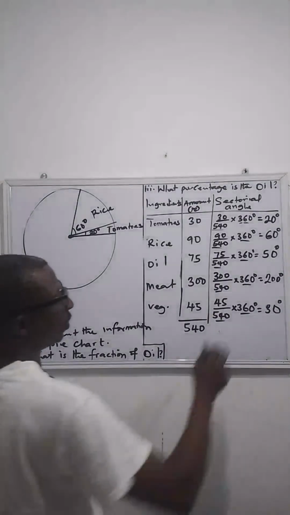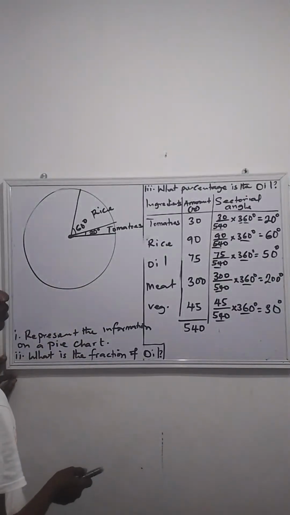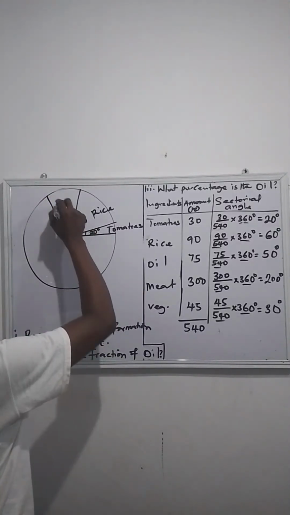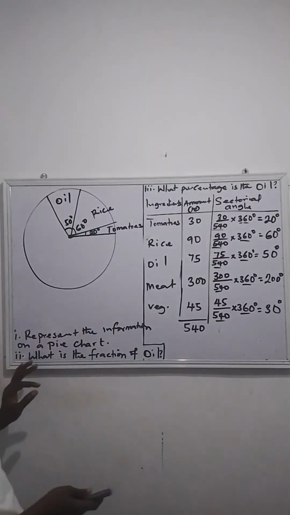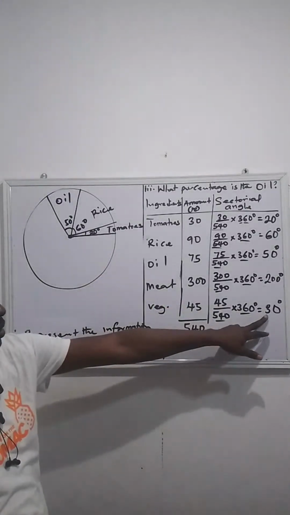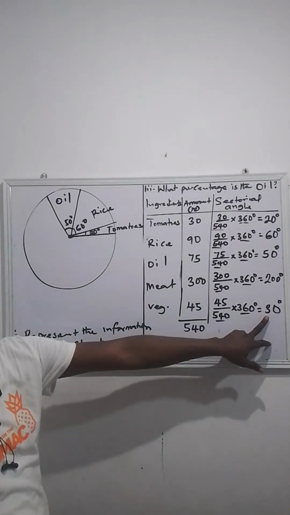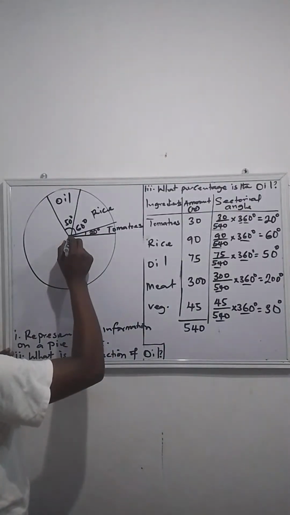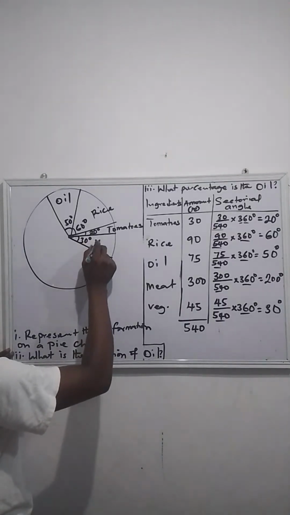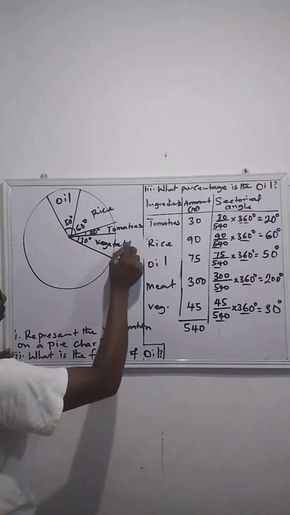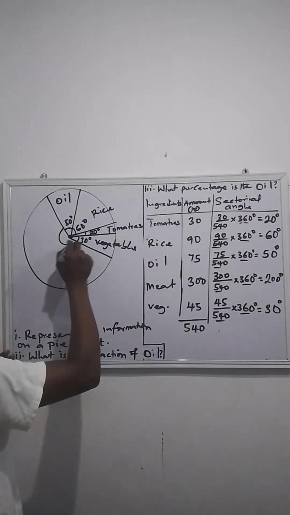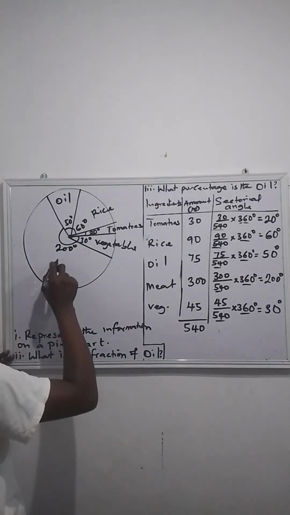All right, so what's the next one? We have 50, 50 for oil. So this is going to be 50 degrees, your oil. Okay, what's the next one? 200. Now 200 is a very big angle, so let me just get this first. Vegetable 30, so let me take that away. This angle here is 30 degrees, so we have the vegetable. So the leftover now is going to be for the meat. That's 200 degrees. That's the meat.